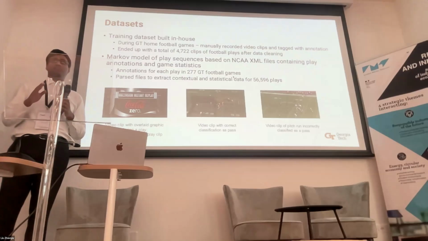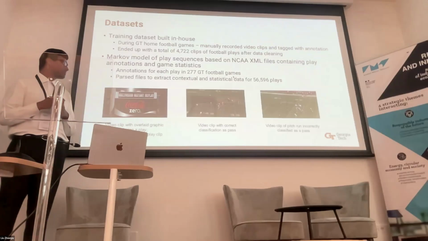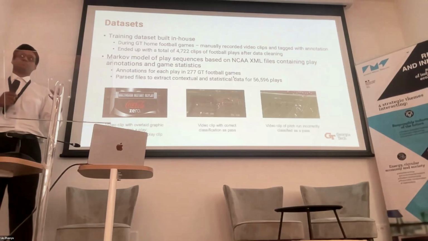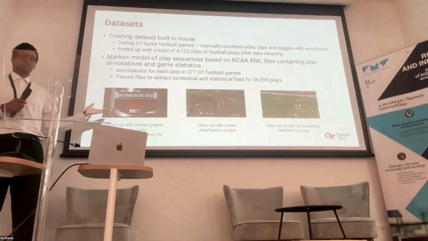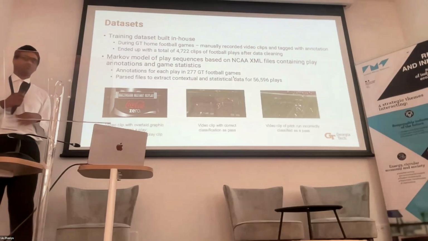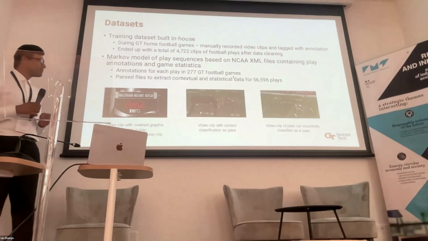After data cleaning, there had to be a lot of data cleaning because, as you can see over here, when you record from the jumbotrons, you often get things like advertisements. These had to be manually deleted from the video footage so it didn't mess with the ML model.